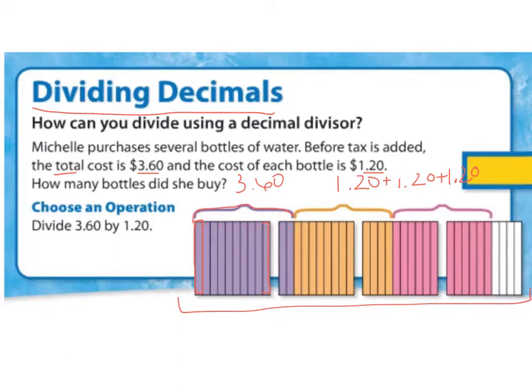And so I see that they're splitting visually for us so we can understand dividing with decimals, how many times $1.20 goes into $3.60. So here's $1.20 again, and there's $1.20 again. And hopefully we can see our answer here. We get 1, 2, 3.